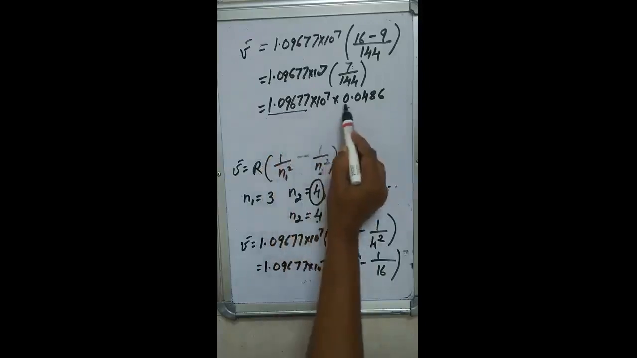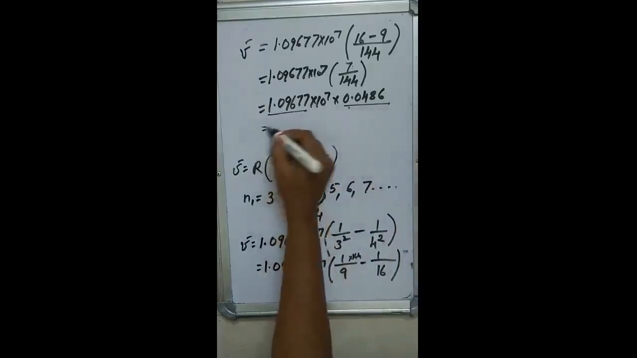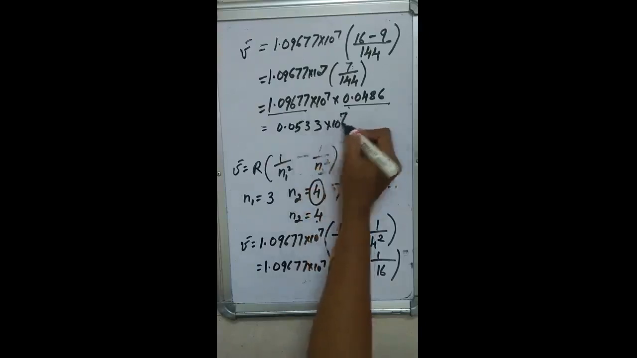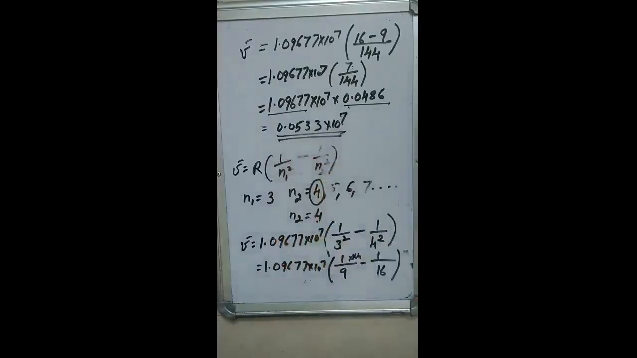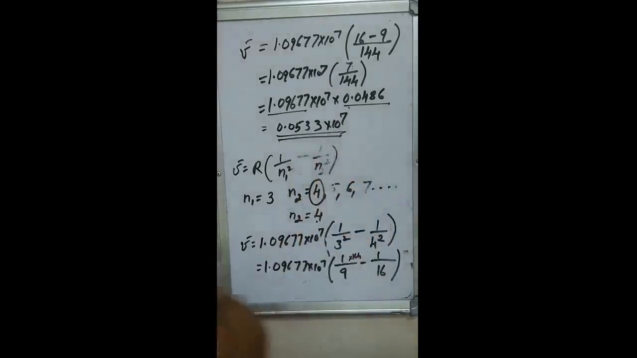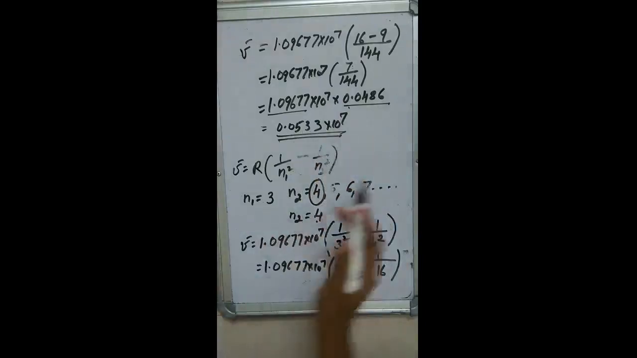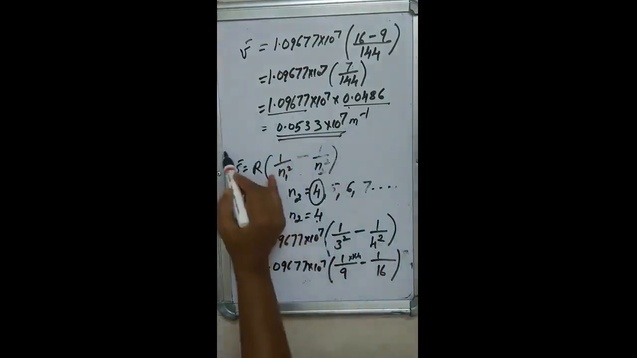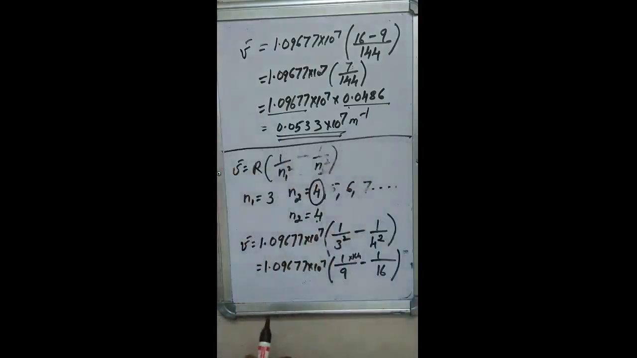So your answer is 0.0533. After the point only 4 digits are enough, into 10 to the power 7. If you want, you can shift the point also, no problem. Now here, what is the unit? That is meter inverse. Since the wave number is asked, this is the way of calculation. I hope you understood the concept of calculating wave number and wavelength of spectral lines of different series.